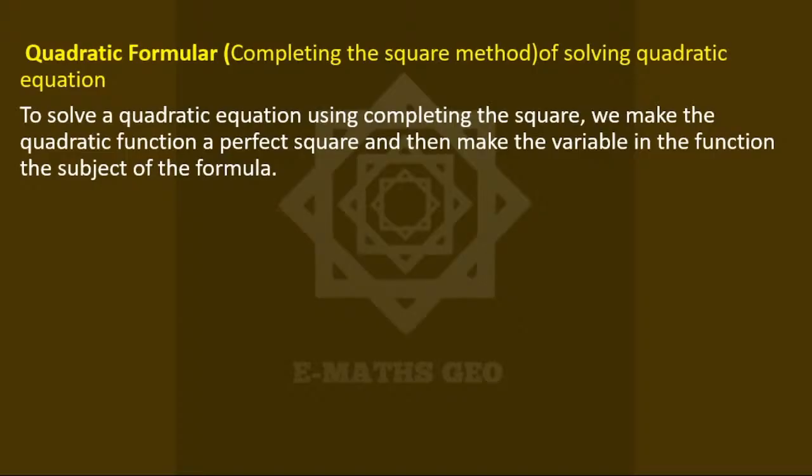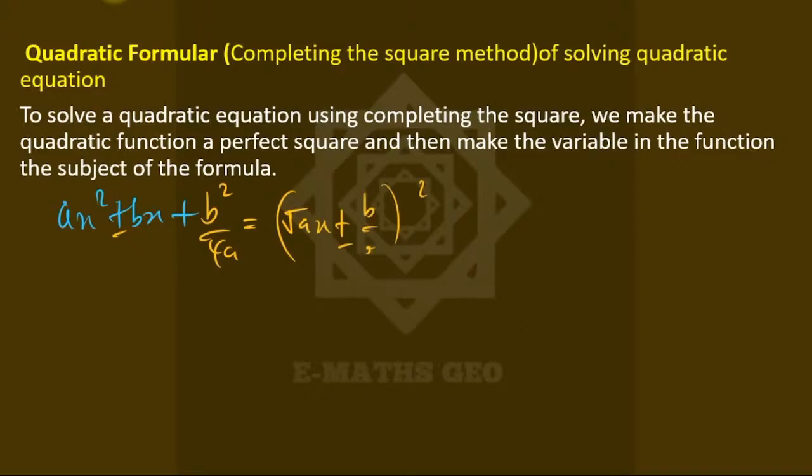Remember that we always, for every quadratic expression, ax squared plus bx, we add b squared over 4a to make it a perfect square. Now I've told you what will be left is the square root of the first one, whether plus or minus. Remember, I told you plus or minus b over 2a.